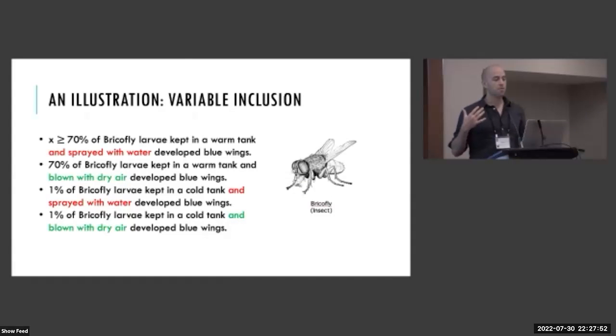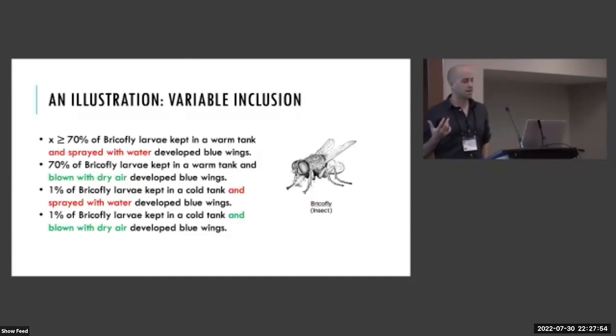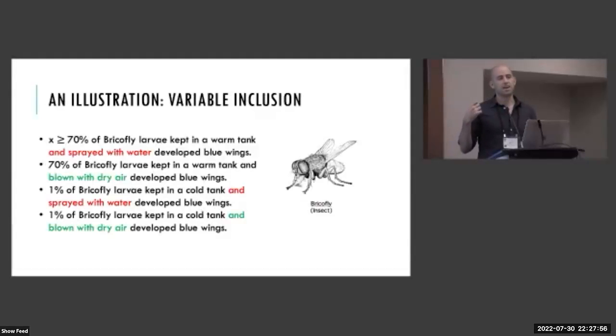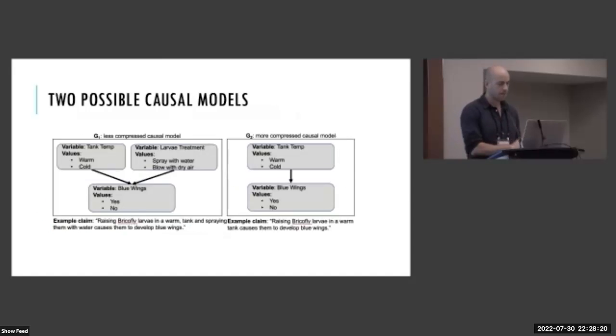Now, as for variable inclusion, I can give you very similar data. But here, instead of specifying whether the tank is humid or warm, I add this other external condition to the tank, which says that if the brickyfly larvae are kept in a warm tank and sprayed with water, then they have at least a 70% chance of blue wings. If they're kept in a warm tank and blown with dry air, then it's just 70%. And 1% of brickyfly larvae kept in a cold tank develop blue wings, whether they're sprayed with water or blown with dry air. And here too, we can have two possible causal models.